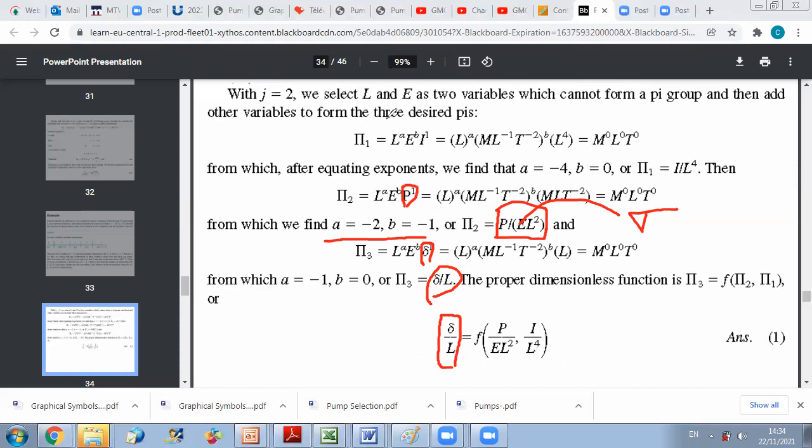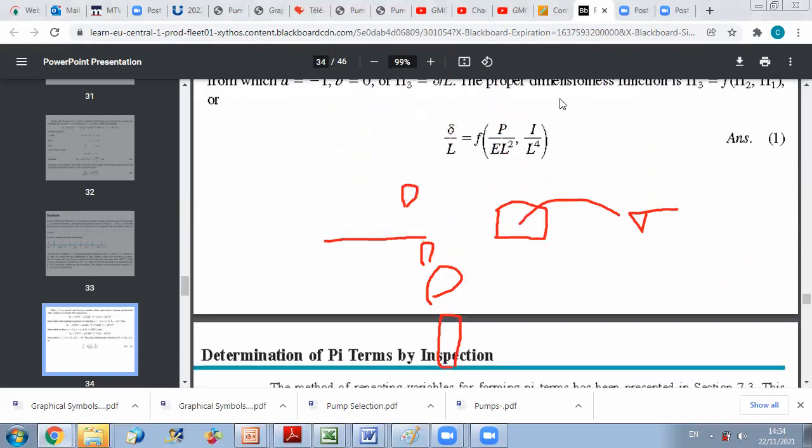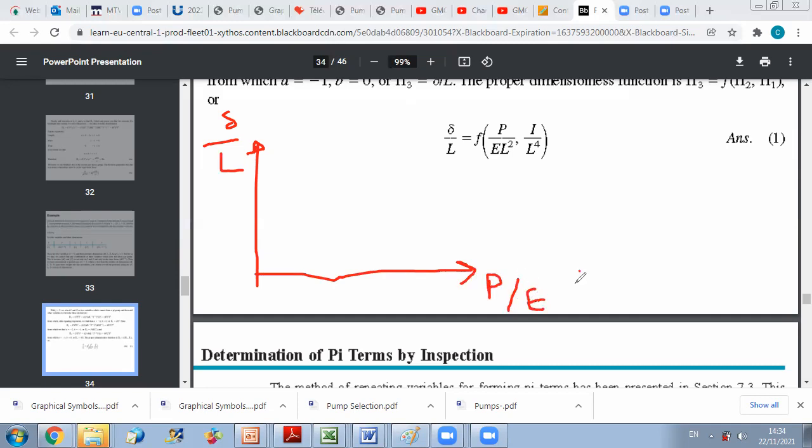So here, if you want to provide charts, what you can do is the following. You can say I will select as y-axis delta over L, because this is my final output desired. I can put on x-axis the group P over EL squared. And then I will draw several curves for different values of I over L4.